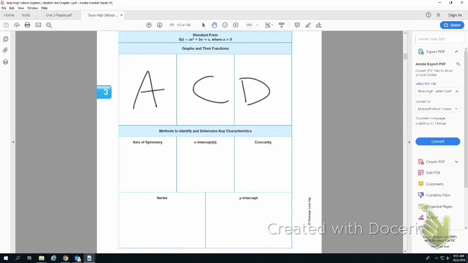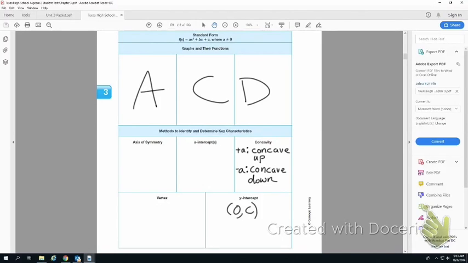So let's talk about what we can find again from the standard form. Your concavity, that's going to be pretty easy. If you got a positive a value, it is going to be concave up. If it is a negative a value, it is going to be concave down. The easiest thing other than that to get from the standard form is going to be that y-intercept, which is just going to be (0, c).